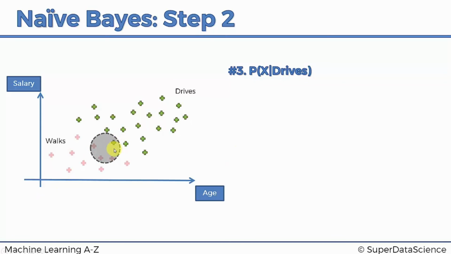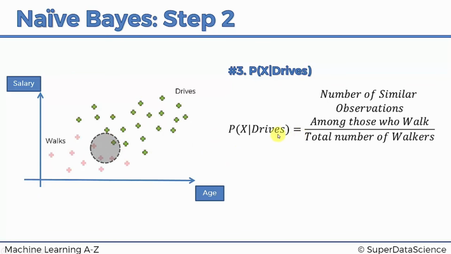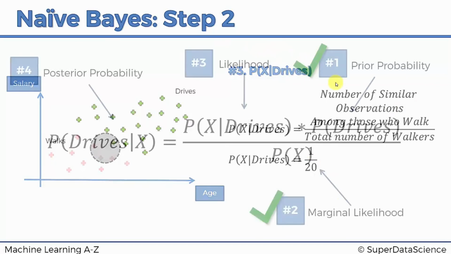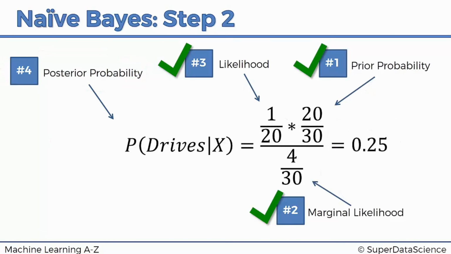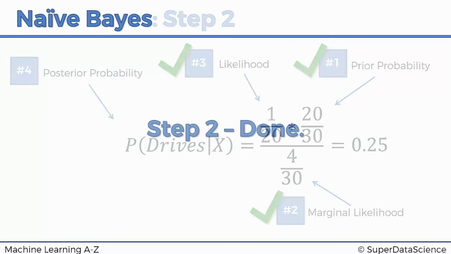And the likelihood of that is 1 over the total number of green dots. So there we go. P of X, given that they drive to work, is the number of similar observations among those who drive, so inside here is 1, similar meaning similar to our new point that we're adding, divided by the total number of drivers. And that's 20. So 1 over 20, that is our likelihood. There we go. So now we can plug these into the formula and calculate the posterior probability. So it's going to be 1 over 20 times 20 over 30 divided by 4 over 30, and it's 0.25, so 25%.